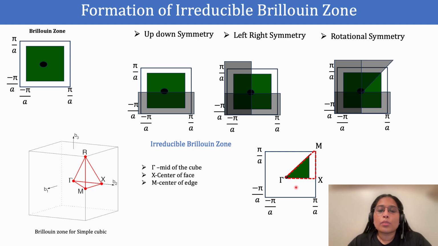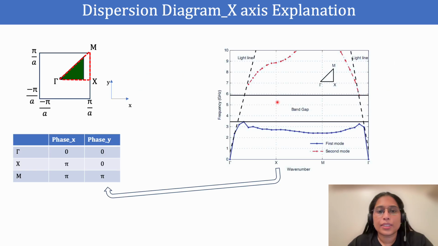So these values are represented on the x-axis. In the next slide, we can see more about it. Okay, so this is our dispersion diagram, and along the y-axis we have the frequency, and along the x-axis we have gamma, X, M and gamma. That is gamma to X here, X to M here, M to gamma here. So the complete rotation of this irreducible Brillouin zone is represented along the x-axis in the dispersion diagram.